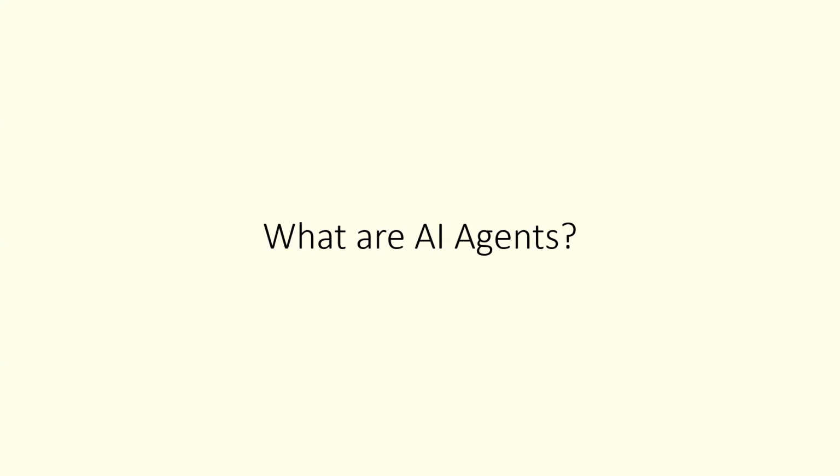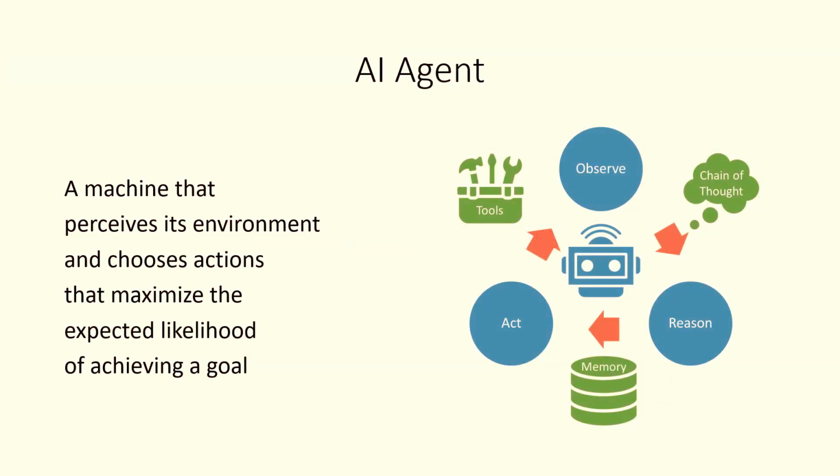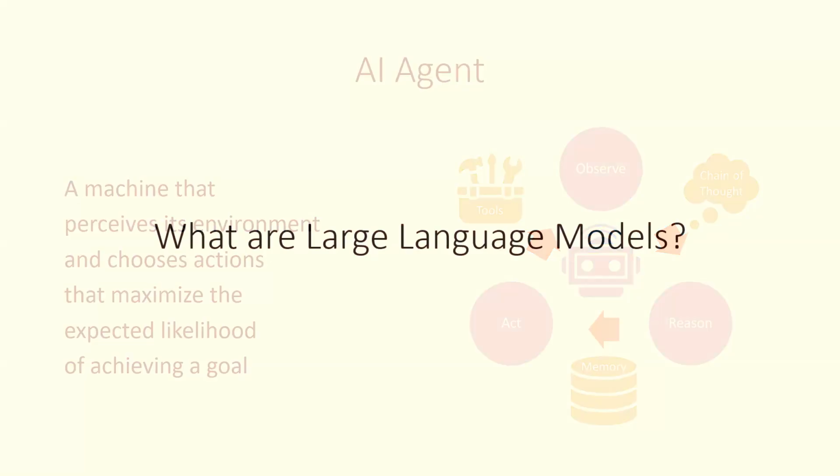All right, so let's start from the beginning. What are AI agents? Well, an AI agent is a machine that perceives its environment and chooses actions that maximize the expected likelihood of achieving a goal of some kind. Essentially, it's just a machine that observes, reasons, and then acts, and then uses feedback from its actions, the changes in the state of the environment, to make the next decision. But it can also include other enhancements like adding memory so it can remember information, giving it tool use capabilities, self-reflection, chain of thought reasoning, a bunch of different augmentations.